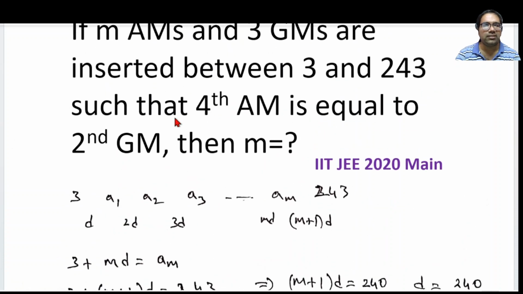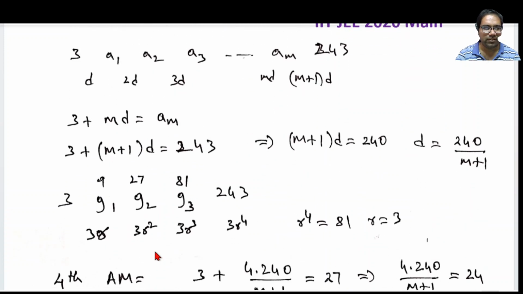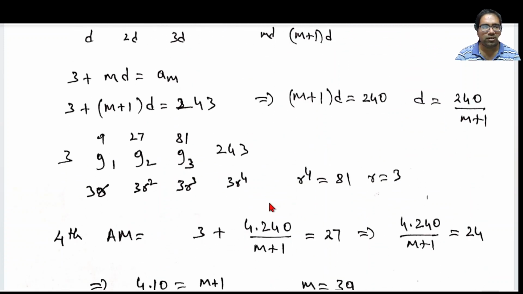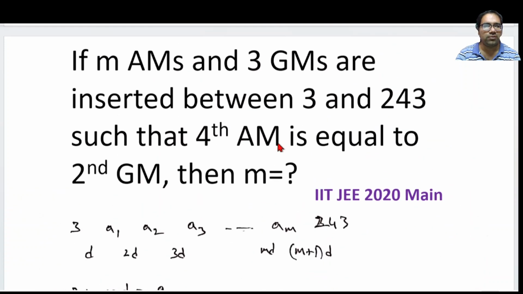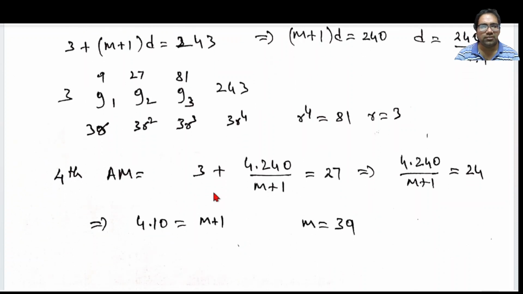Now, as per the given condition, the fourth arithmetic mean, A4, is 3 plus 4d. That is 3 plus 4 into 240 by (m plus 1), which is equal to the second GM. What is the second GM? It is 27. First is 9, second is 27. So that means 3 plus 4 into 240 by (m plus 1) equals 27.